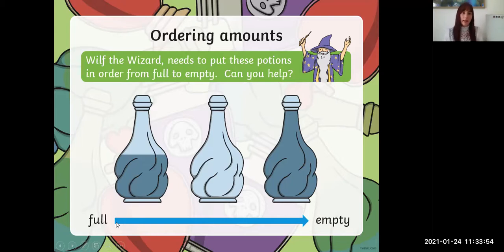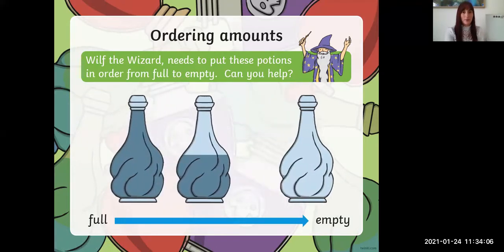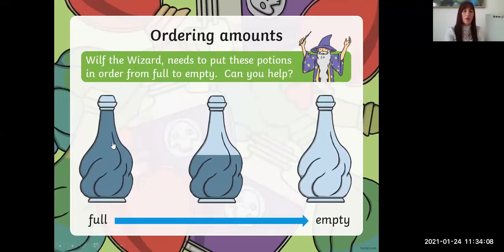So have a little bit of a think. Which potion bottle do you think would go here at the full end? Which would go in the middle and which would go at the end? Have a little think. Let's see if you're right. There we go. We've got the full bottle at this end, the empty bottle at the other end, and the half full bottle in the middle. Let's have another go.